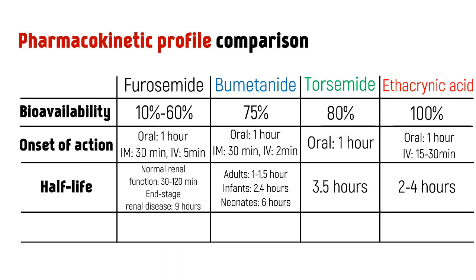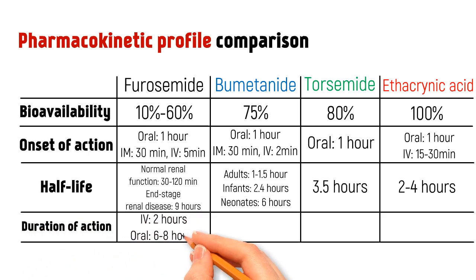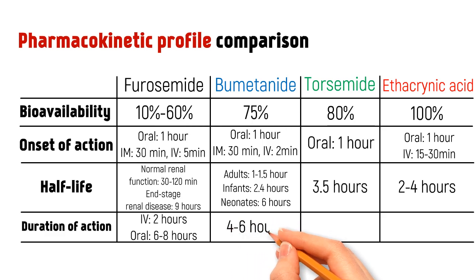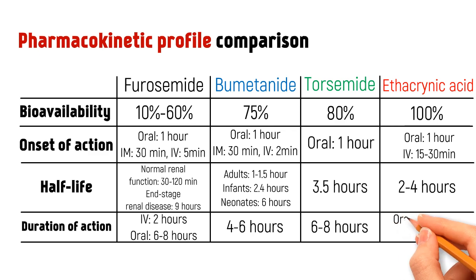The duration of action for furosemide is about 2 hours with intravenous injection and 6 to 8 hours with oral administration. Bumetanide typically lasts 4 to 6 hours. Torsemide has a duration of action of 6 to 8 hours. For ethacrynic acid, the duration of action ranges from 4 to 8 hours when taken orally and 2 to 7 hours when administered intravenously.